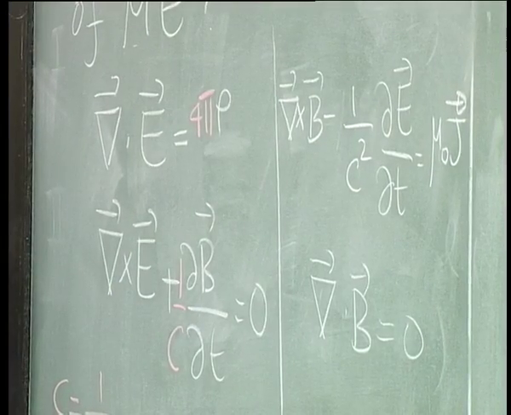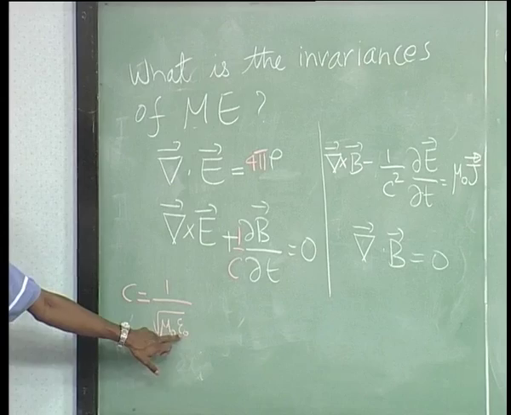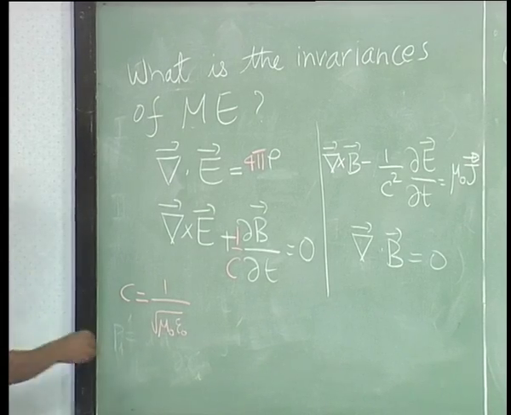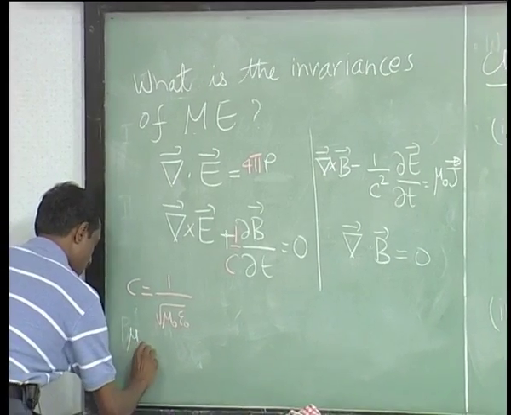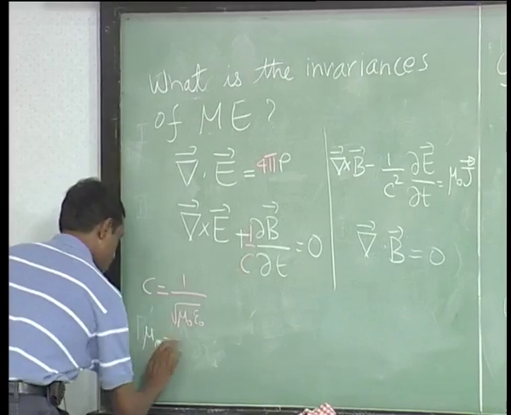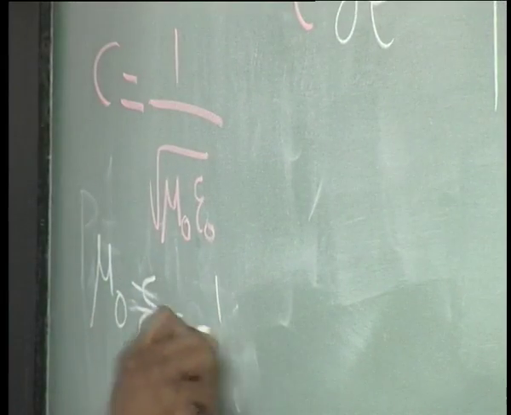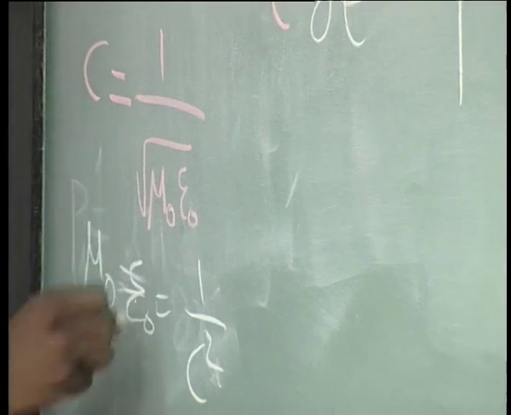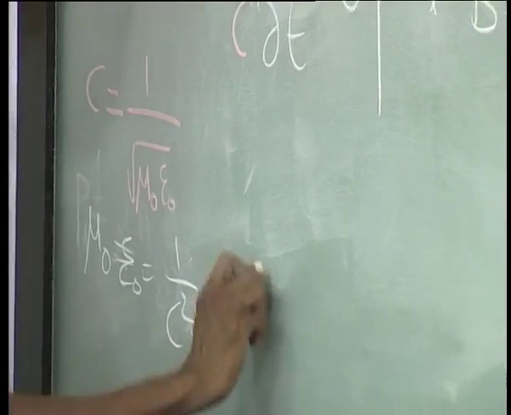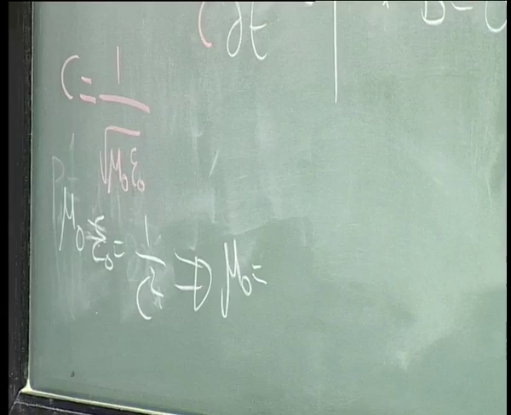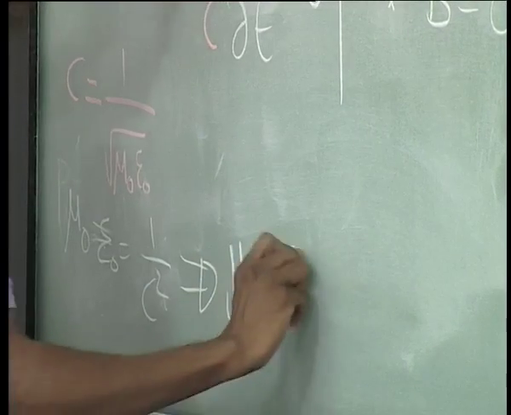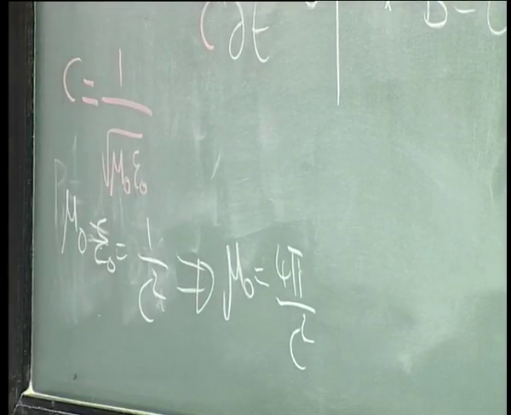But we already know that epsilon naught should be 1 by 4 pi. So, this would just tell you that mu naught epsilon naught equal to 1 by c square, but epsilon naught is 1 by 4 pi. So, this implies that mu naught is 4 pi upon c square.